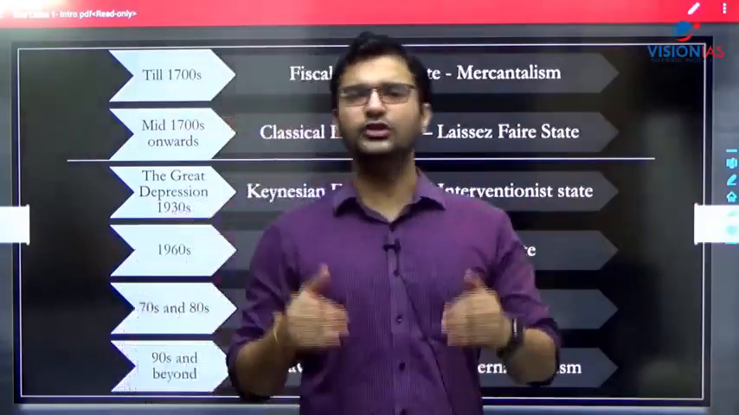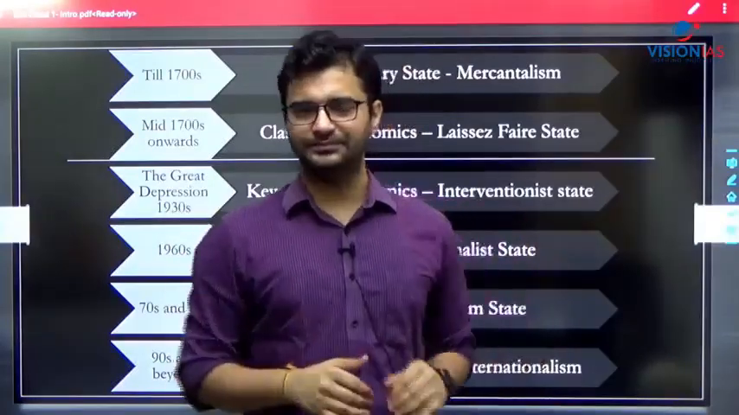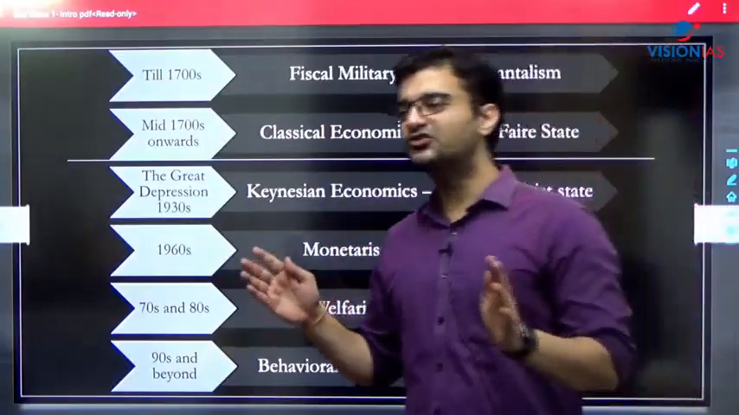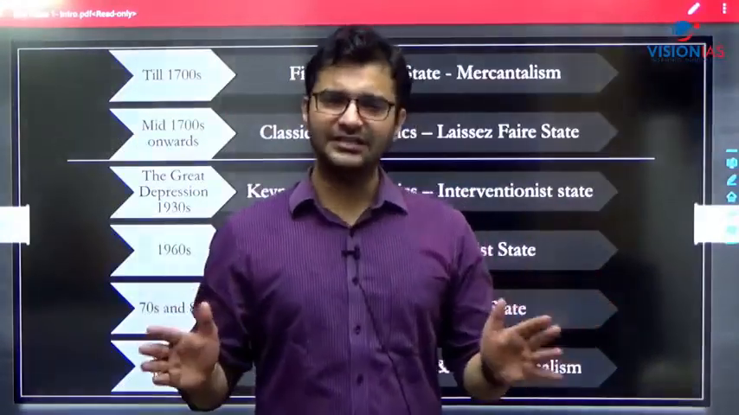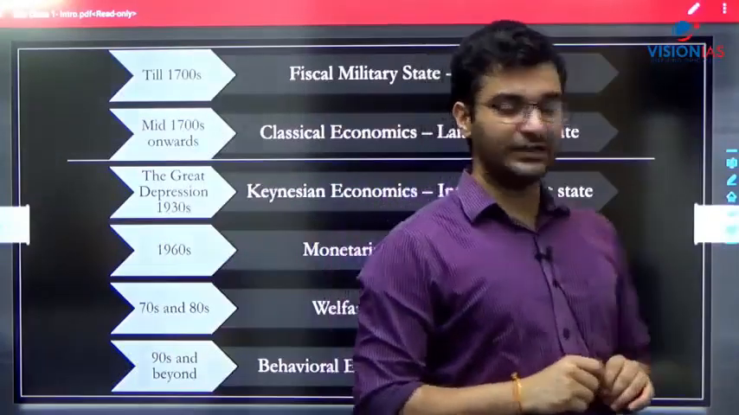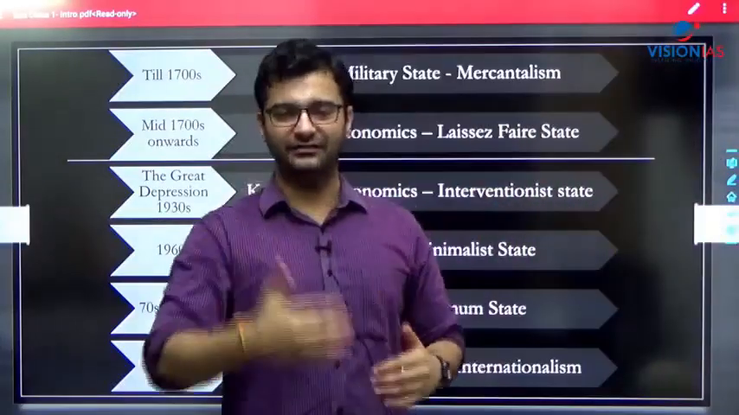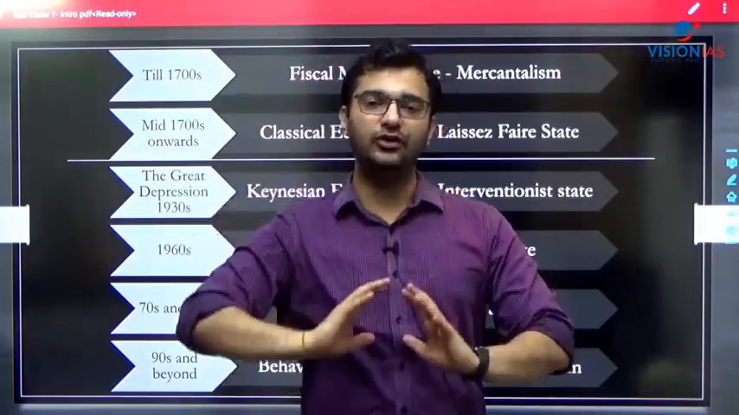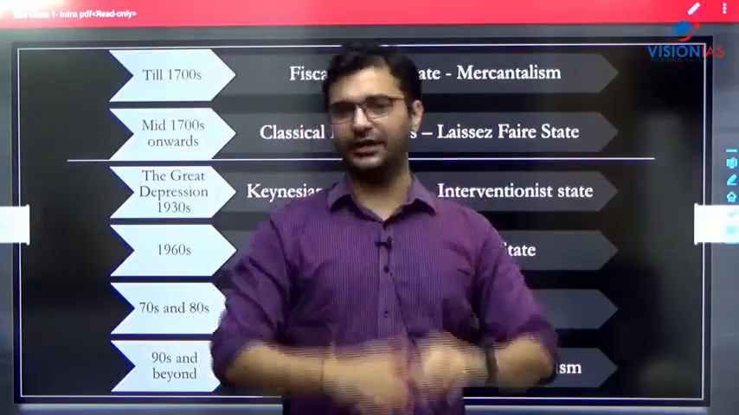economics, or the utilization of the resources of the state, had the objective of maximizing the outcome. But the manner in which that outcome was sought to be maximized was the pursuit of fiscal military objectives. Till the 1700s, largely we had a fiscal military state. What is this fiscal military state? Or what is this concept of mercantilism that I have written here? Mercantilism, the word comes from merchant. That you promote trade and commerce between your country and some other country with the objective of enriching your country.